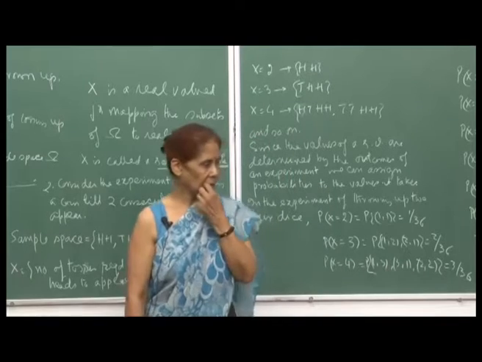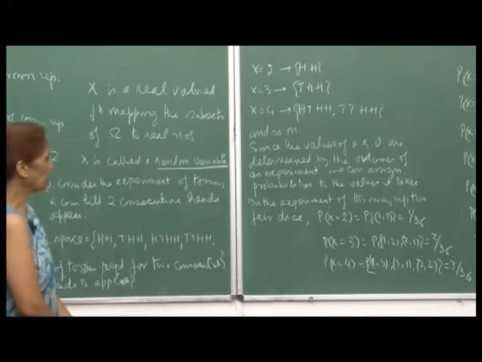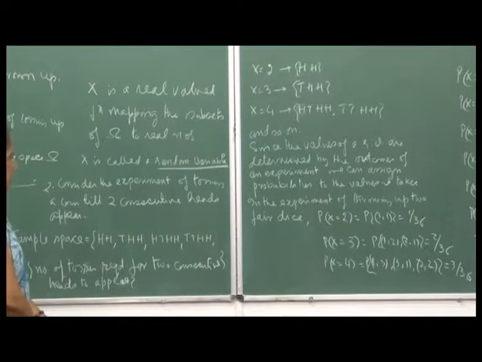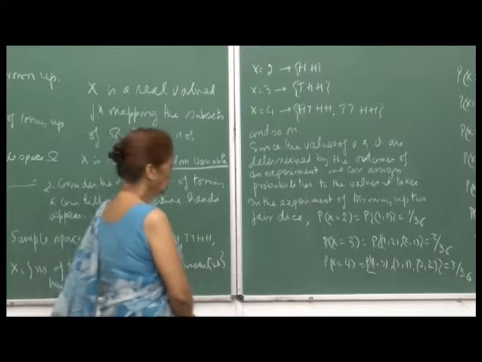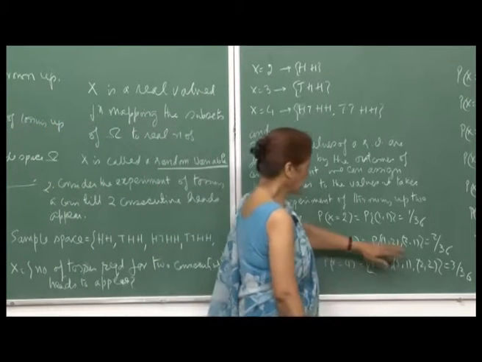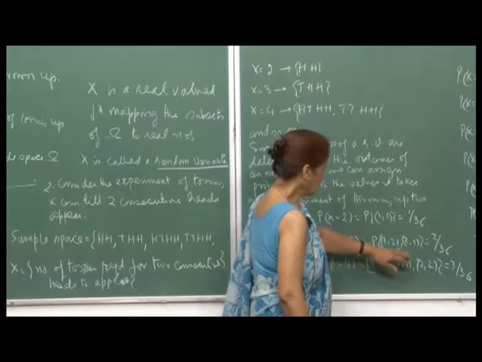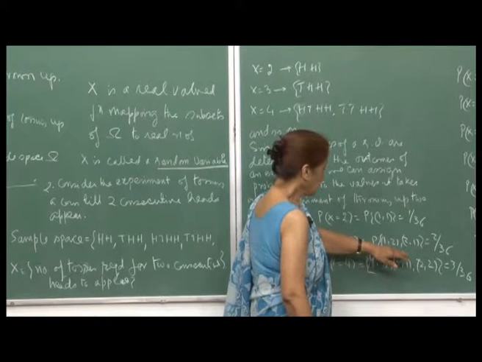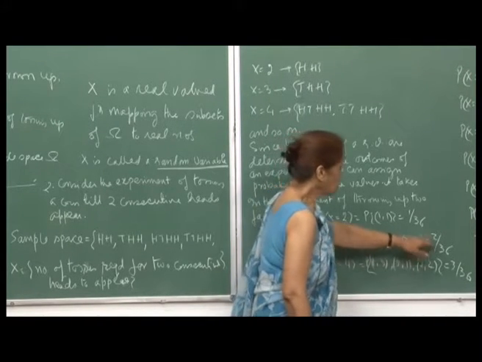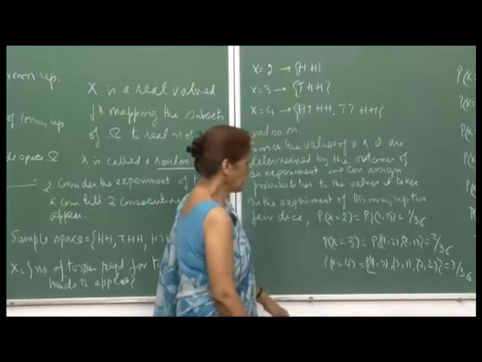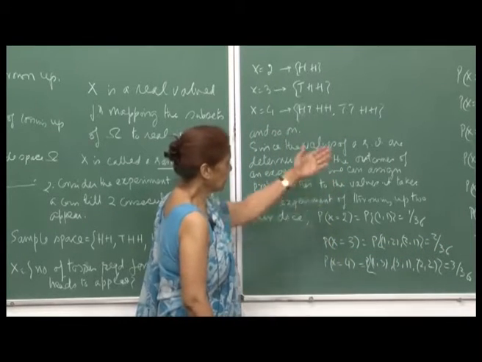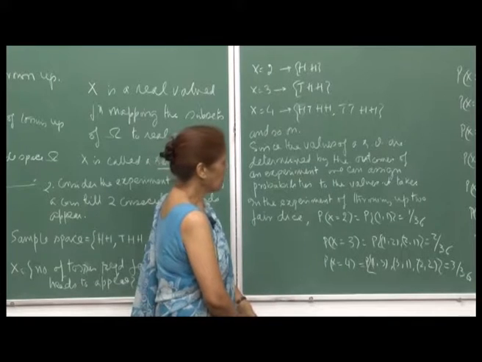Because each of the 36 pairs is equally likely, since the 2 dice are fair, the probability of X equal to 3 corresponds to the probability of the subset containing the pairs (1,2) and (2,1). So this will be 2 by 36. Just for your benefit, you could have completed the table by yourself.